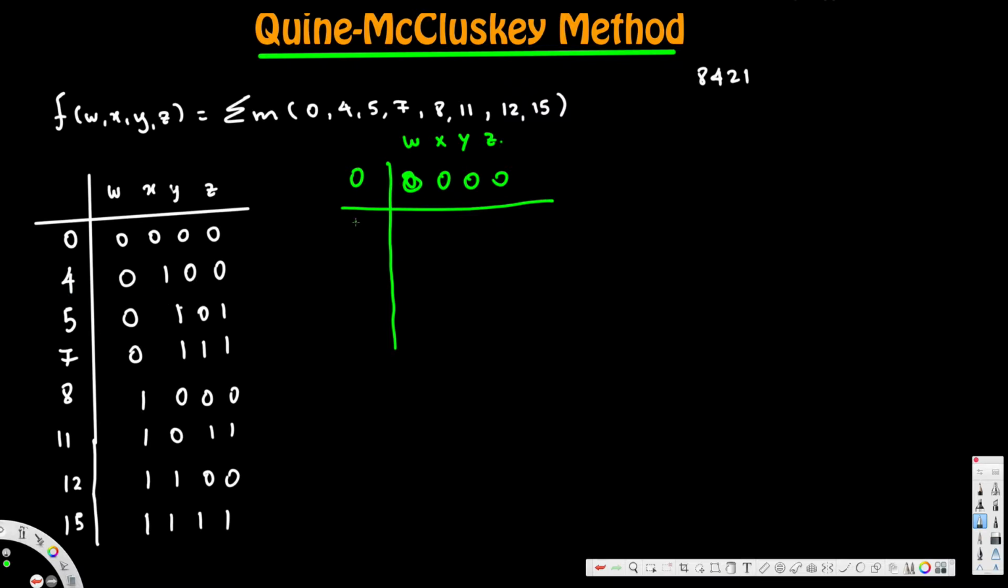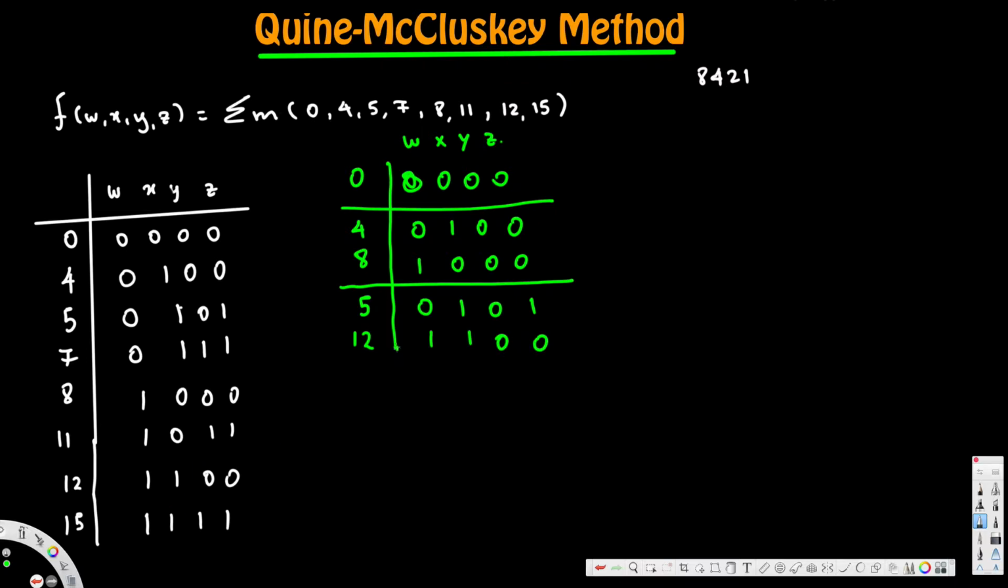4 has 3 zeros, 0, 1, 0, 0, and we have 8 with 3 zeros, 1, 0, 0, 0. Do we have any other? We don't have any other. The next thing is we have to look at 2 zeros. 5 has 2 zeros, 0, 1, 0, 1. Do we have any other with 2 zeros? We have 12 with 2 zeros, that is 1, 1, 0, 0, and we don't have anything else.